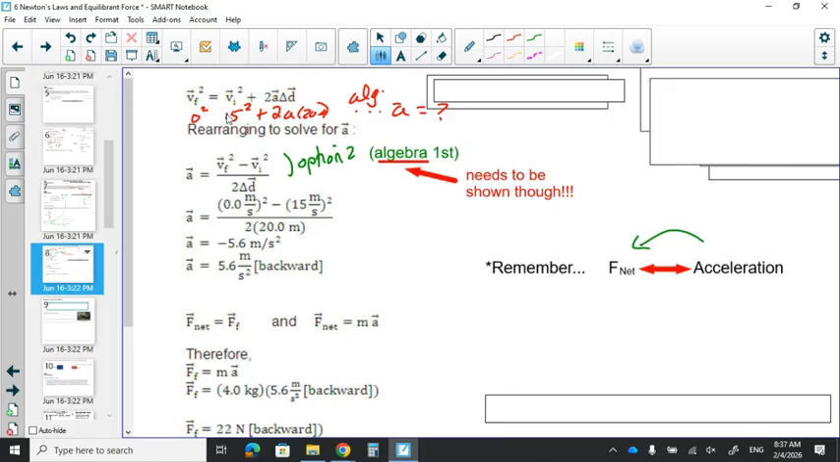Right? How I typically go about it. But if you're going to rearrange for the acceleration or whatever you're solving for with the variables, show the work.